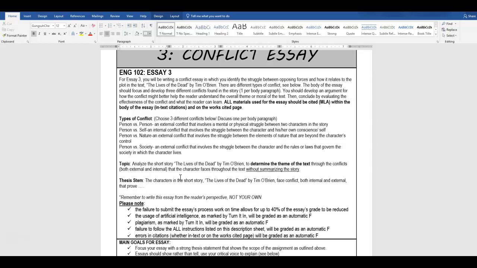So, if you have questions about a conflict and what type of conflict it may fall in, just give me a shout out and we can talk about it together. The last one, and maybe this may be the hardest one to talk about and prove, is person versus society. And this is an external conflict that involves the struggle between the character and the rules or laws that govern the society in which the character lives.